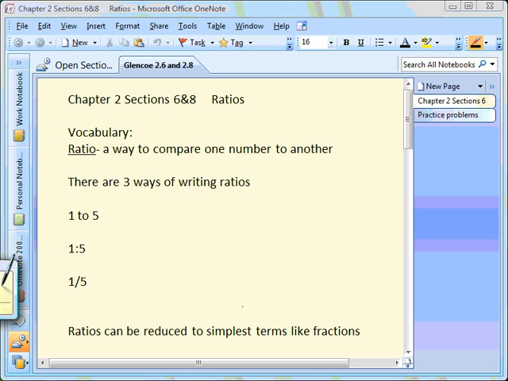We've now started working on ratios. First we need to know what a ratio is. A ratio is a way of comparing one number with another number. There's three ways of writing ratios that we're going to focus on.